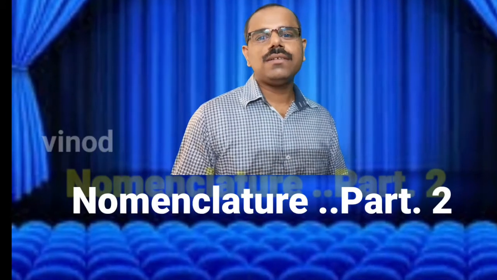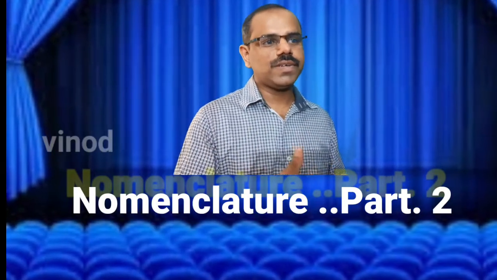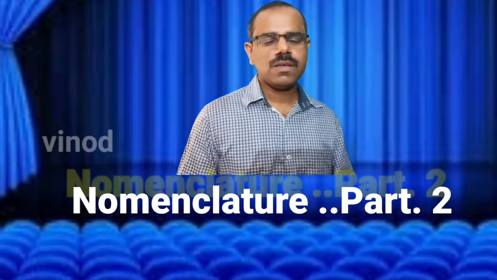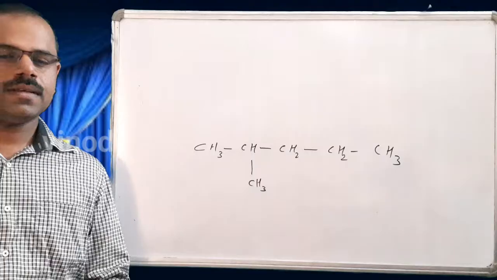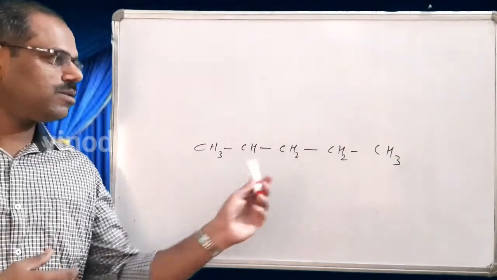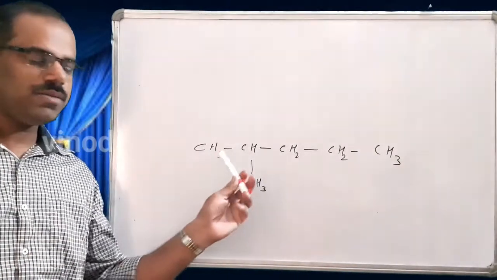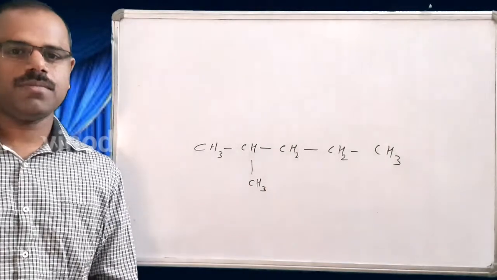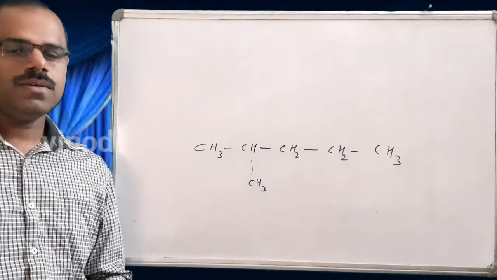Today we are going to learn about the nomenclature of a long chain hydrocarbon. Also we see how to identify a substituent or a methyl group. Here you see a long chain hydrocarbon: CH2, CH, CH3, CH2, CH2, CH3. How do we name this compound? So there is a rule.